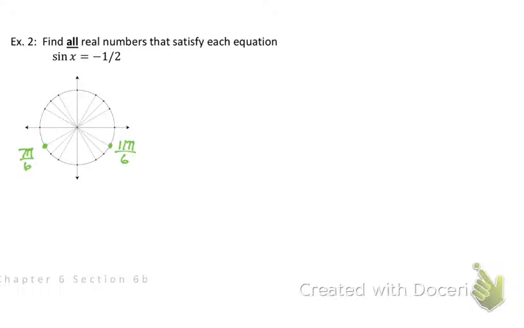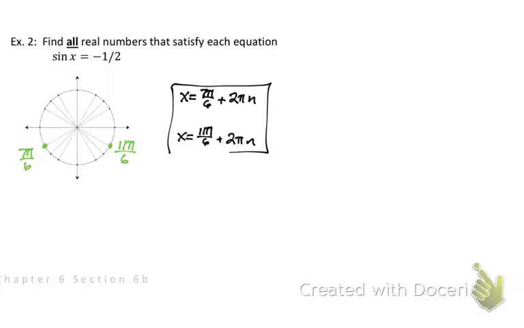We want all real solutions. If it said from 0 to 2 pi, I'd be done pretty much. We just put x equals those 2. Because we want all real solutions, we have to put 2 equations down. We have to put one equation for the 7 pi over 6. We'll go 7 pi over 6 plus that 2 pi n. And we need x equals 11 pi over 6 plus that 2 pi n. You need both of these to have the correct answer.